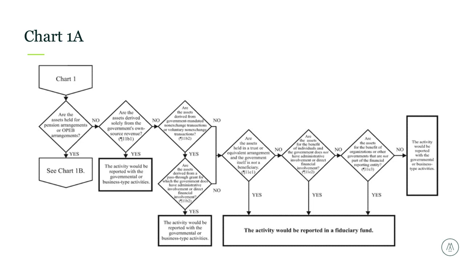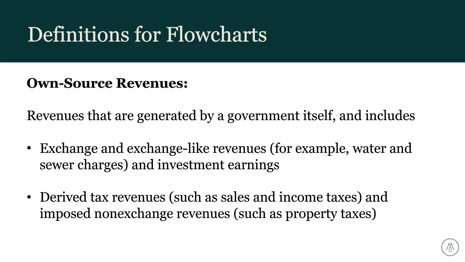So the key piece of this is really determining where that revenue comes from that is funding these assets. In order to really understand that, we should look at the definition for a government's own source revenue. So what does that mean? Assets that are derived solely from the government's own source revenue are revenues generated by the government itself, such as exchange or exchange-like revenue, or derived tax revenues. Some examples of exchange or exchange-like revenues would be utility charges, water or sewer charges, some sort of charges for services that the government is generating, or something like investment earnings.